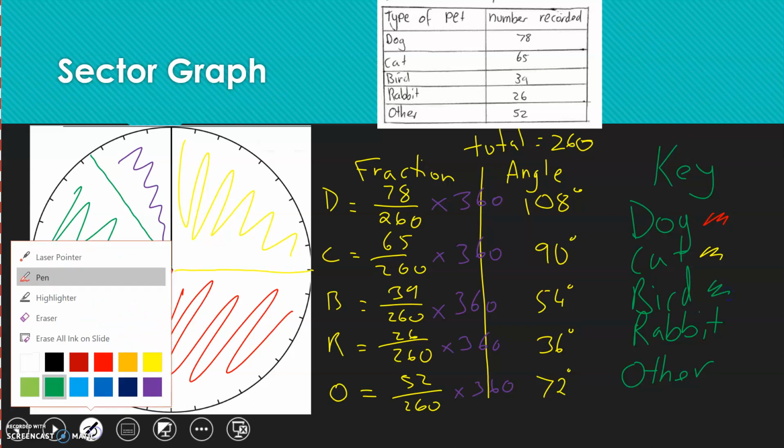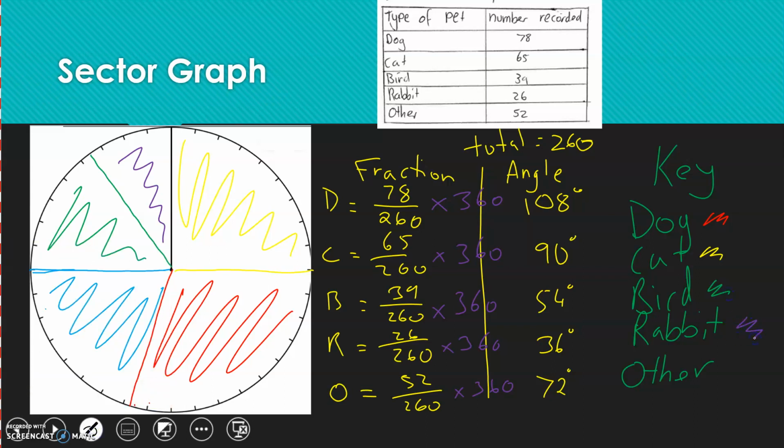Our rabbit is purple, and our other is blue. And so that key just allows people to know what's going on. It's also important in this graph, as it is with other graphs, to have a title. So here you would just have types of pets. And that's our sector graph example.